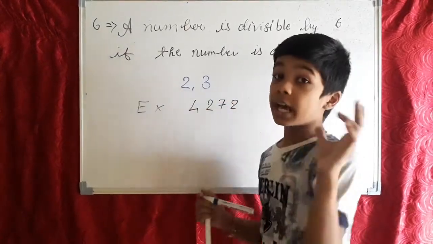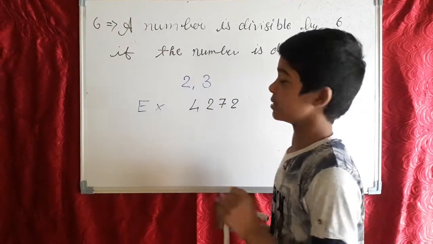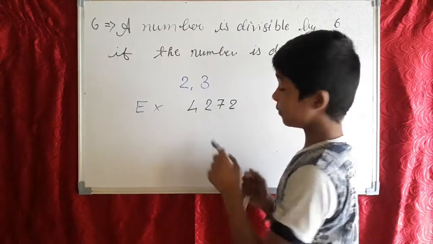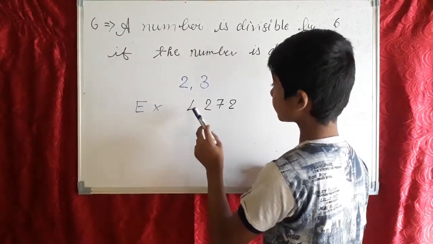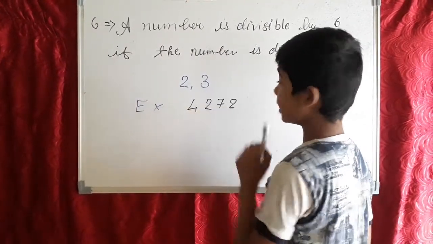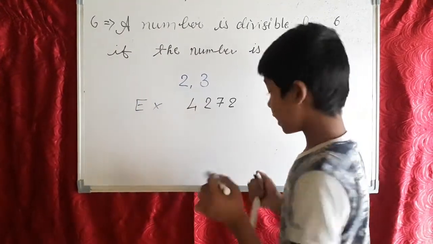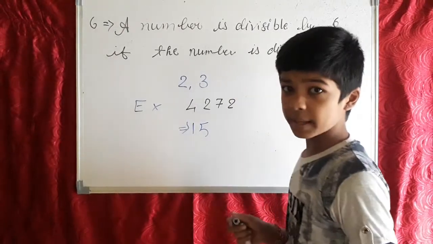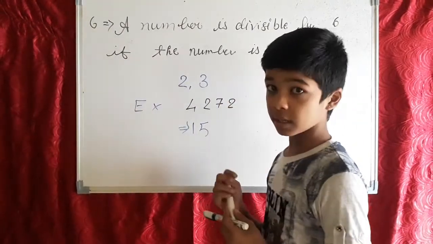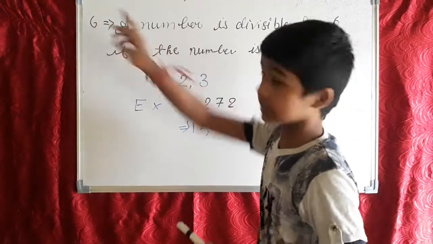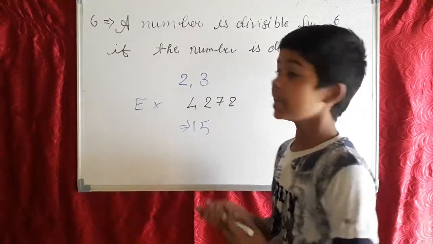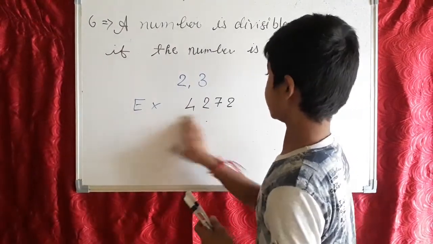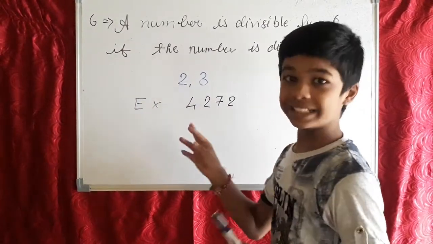Now we will see 3. A number is divisible by 3 if the sum of its digits is divisible by 3. So now we will do the sum. 4 plus 2 is 6. 6 plus 7 is 13. 13 plus 2 is 15. The sum came to 15. This sum is divisible by 3. So this number is divisible by 6. If the number is divisible by both 2 and 3, then the number is divisible by 6. We have seen that its unit digit is 2, so it is also divisible by 2.